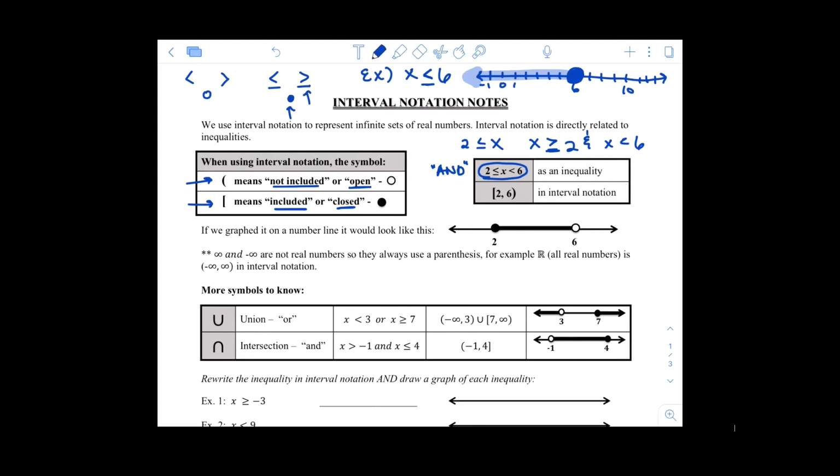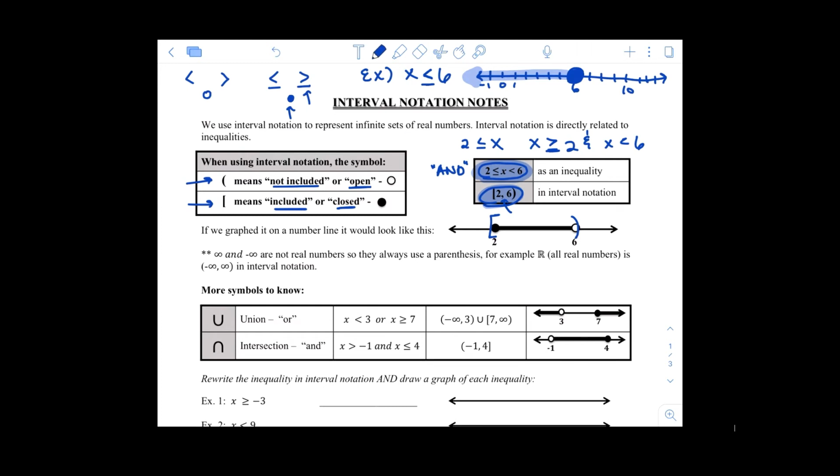So in interval notation, all this equates to is a solid circle gets a bracket and an open circle gets a parentheses. Mathematically, this is equivalent to this. There's nothing wrong with either one of those. It's understood that x is everything caught in between where the comma is.